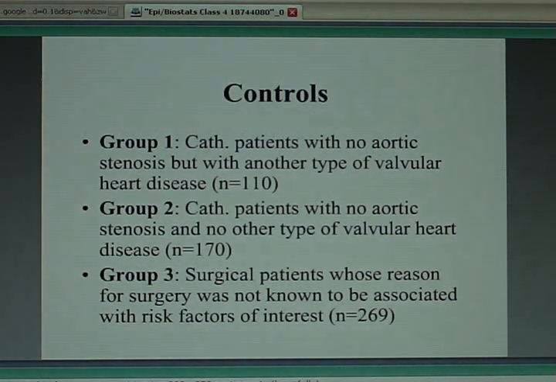So as I've described this, what I'd like you to think about is, are any of these three control groups in your mind appropriate controls for this case control study? We have 105 cases of aortic stenosis. We're going to be asking them, did they smoke in the past? Were they hypertensive in the past? Were they high cholesterol in the past?